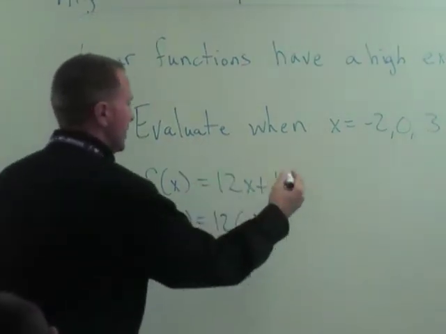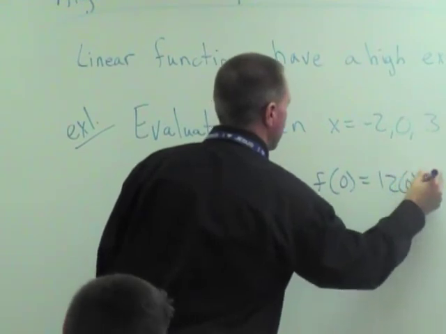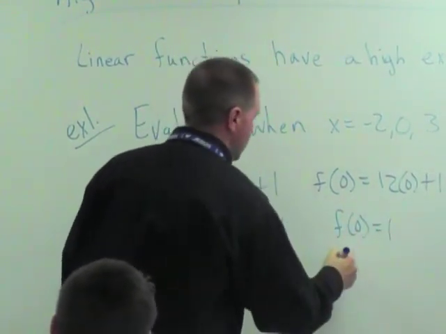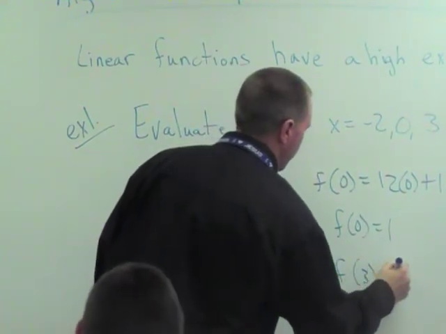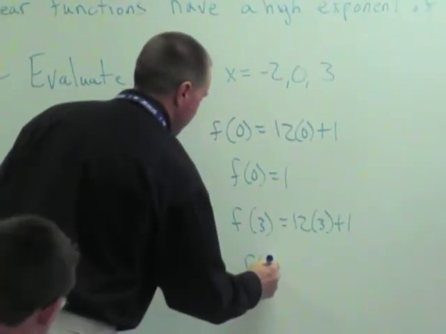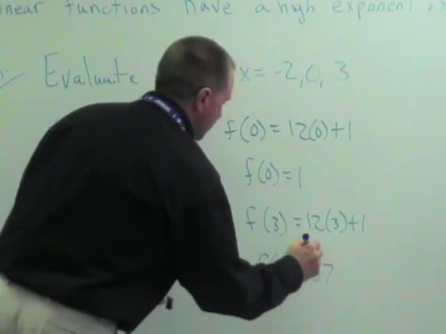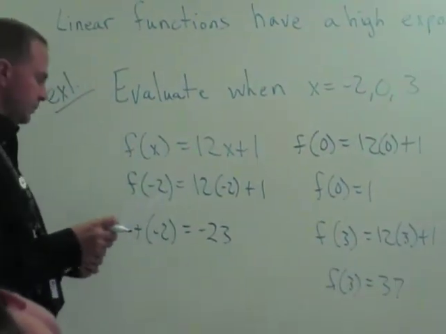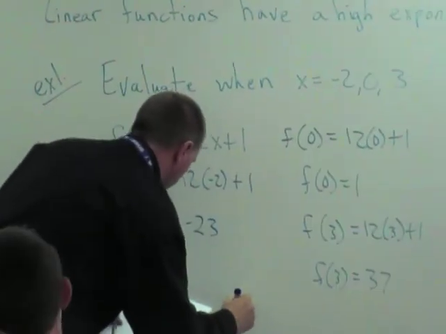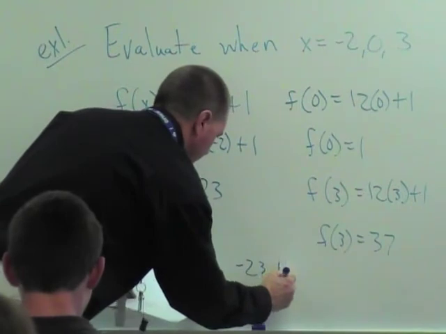And you do the same thing for the rest of it. f of 0 equals 12 times 0 plus 1. What's that going to give you? 1. And let's do f of 3. 12 times 3 plus 1. What is that? 37. When you're done, go ahead and just order them the way they have the x's ordered. So -23, 1, and 37.